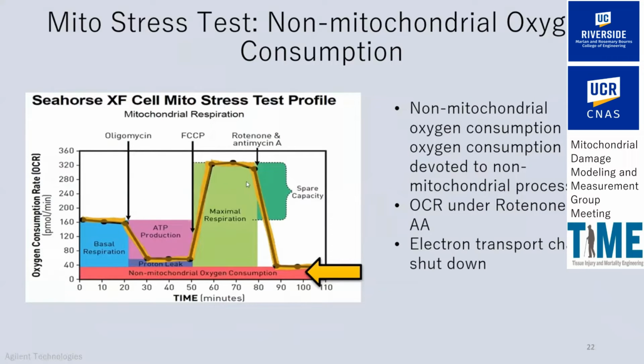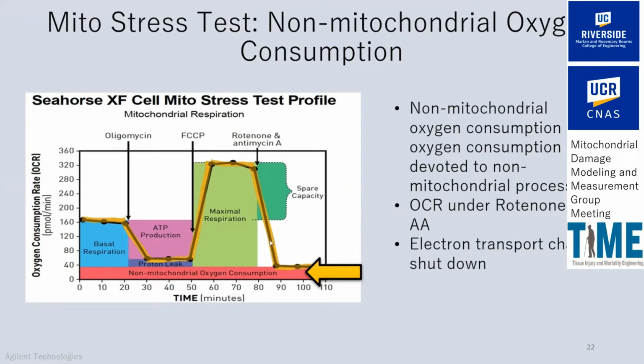Having obtained this, the next reading that you can get is non-mitochondrial oxygen consumption. In order to get this, the cells are treated with rotenone and antimycin A. Now, these 2 compounds shut down respiratory complexes 1 and 3, respectively. When this occurs, the electron transport chain is shut down. So no protons are being pumped across the membrane. And so in this case, you can measure the drop in oxygen consumption.